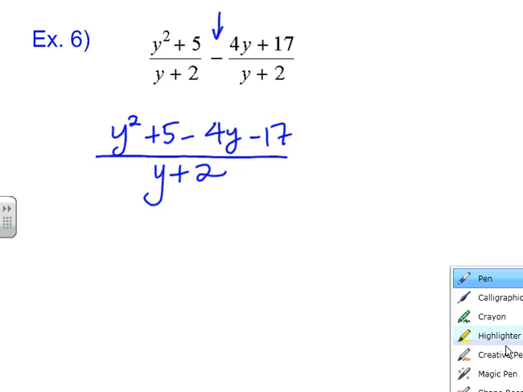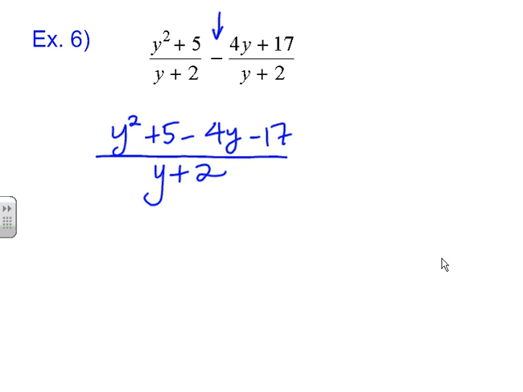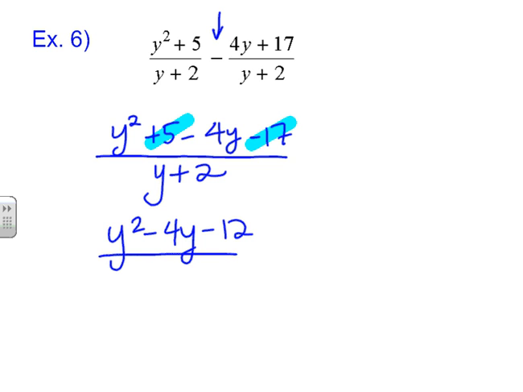And again, we're going to take our common terms, and here we just have a 5 and a negative 17. When we rewrite this, we'll get y squared minus 4y minus 12, and we are going to divide that by y plus 2.